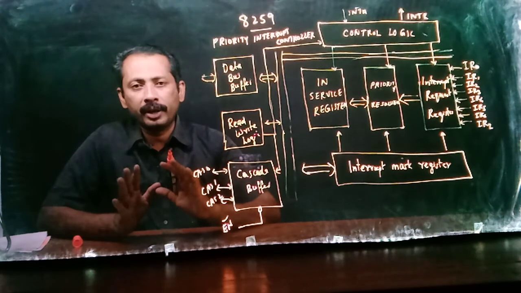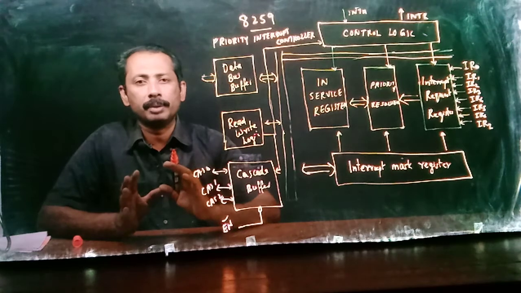The use of 8259 is to handle multiple interrupts.